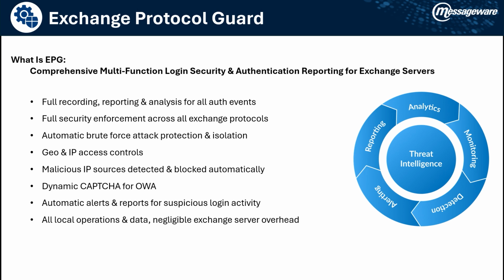There's geographic and malicious IP access controls that apply automatically to provide more security. There's a dynamic CAPTCHA function for OA, which we'll show you during the second part of this presentation, during the demonstration as well. There's automatic alerts for suspicious login activity and various security enforcements taking place. Exchange Protocol Guard installs directly on your Exchange server with negligible overhead, no separate application server, and no cloud component. Your data and operations stay completely local.